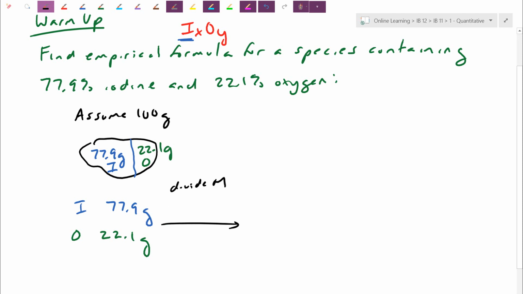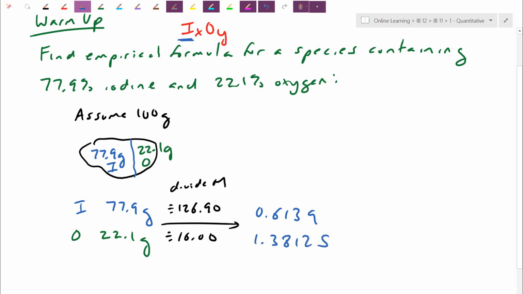Iodine here has a molar mass, double check my numbers, I'm getting 126.90. Oxygen has a molar mass of 16. So 77.9 divided by 126.9 gives me 0.6139. 22.1 divided by 16. Keep a few extra decimals so you don't accumulate any rounding errors, and we're going to eventually round to a whole number anyways. This one here is actually moles.